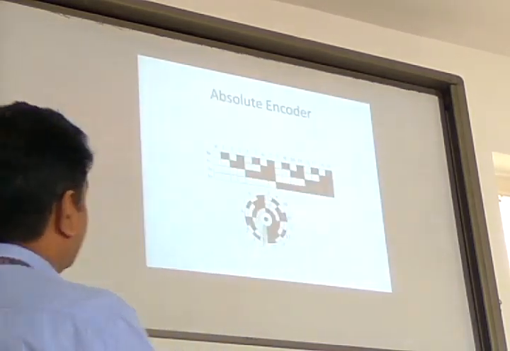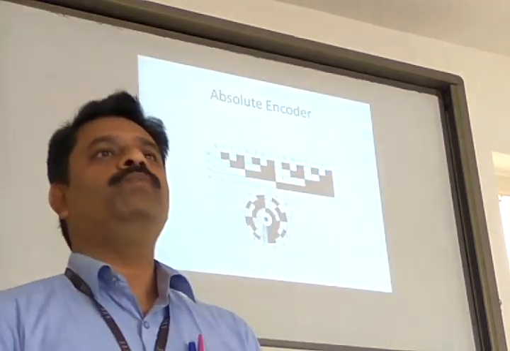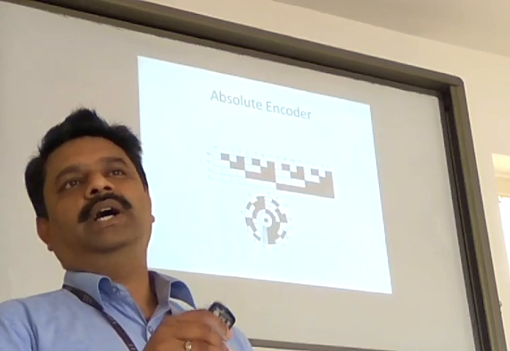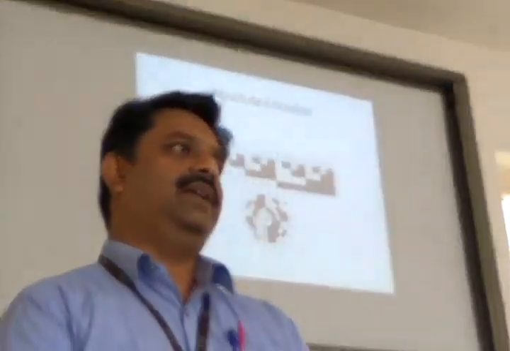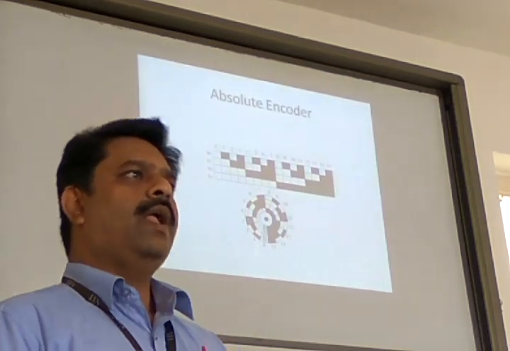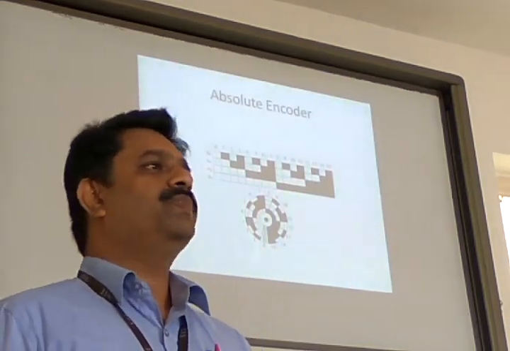They came out with the absolute encoder, which is a modified version of a digital incremental encoder. What is the modification they have done? They said, no, we will not use a counter for this.